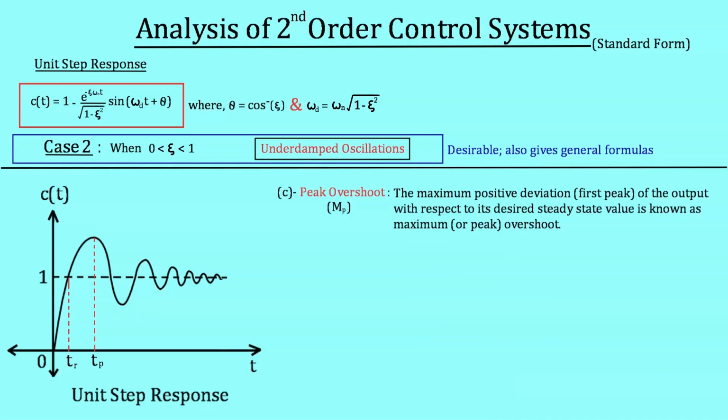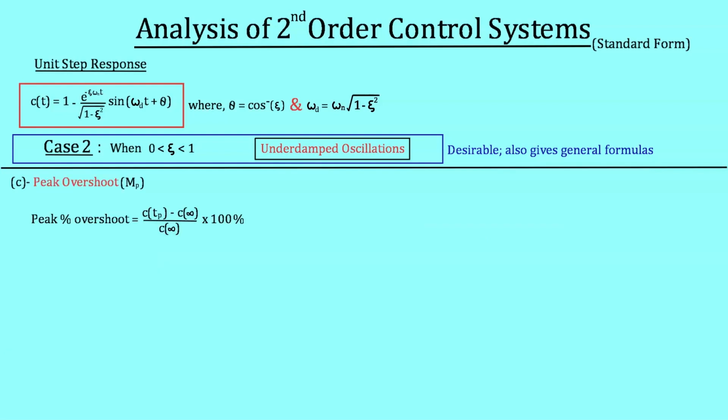The next parameter is peak overshoot. The maximum positive deviation of the output with respect to its desired steady state value is known as maximum or peak overshoot. You can see in the output profile that we get the maximum peak overshoot at the peak time. The formula for finding the peak overshoot in percentage is equal to the value of response at peak time minus steady state value, divided by steady state value, multiplied by 100. We already know the steady state value in our case is equal to 1.